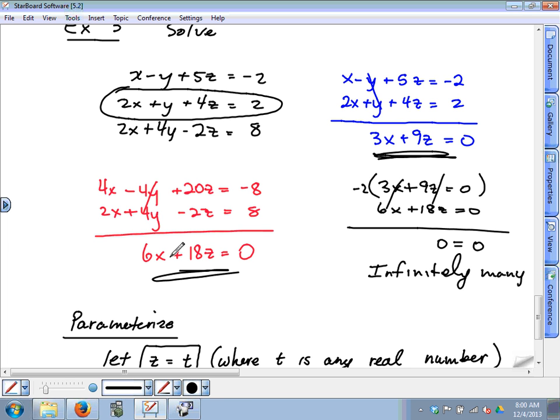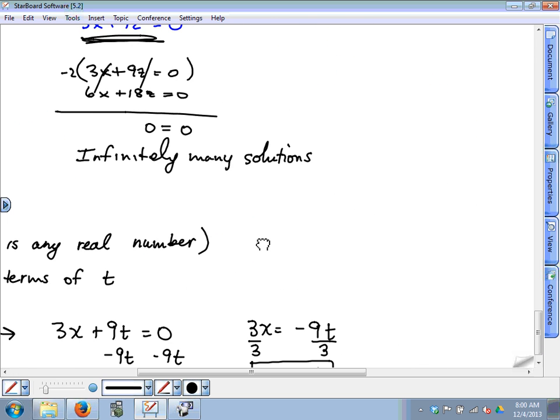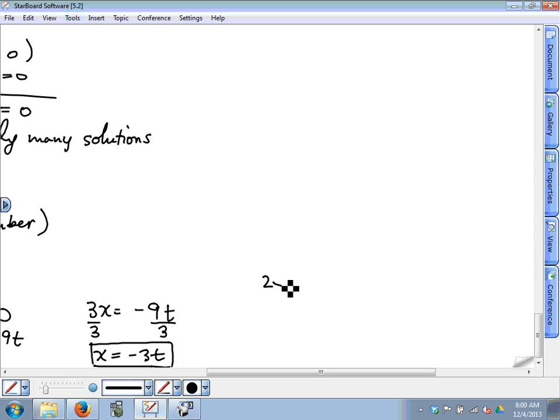But we're solving for y, and this one doesn't have y in it, so we wouldn't want to do that one. You could do that one to solve for x. So I'm going to take this middle equation, 2x plus y plus 4z equals 2. What substitutions can we make into this equation?